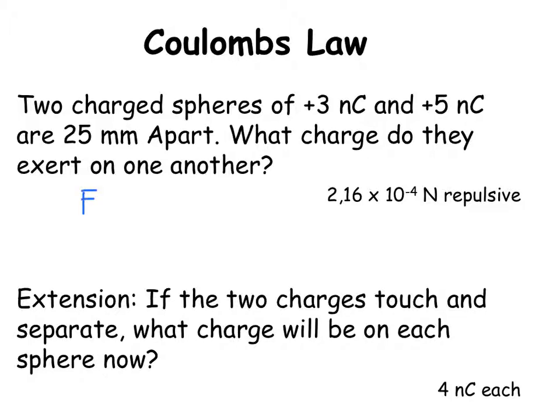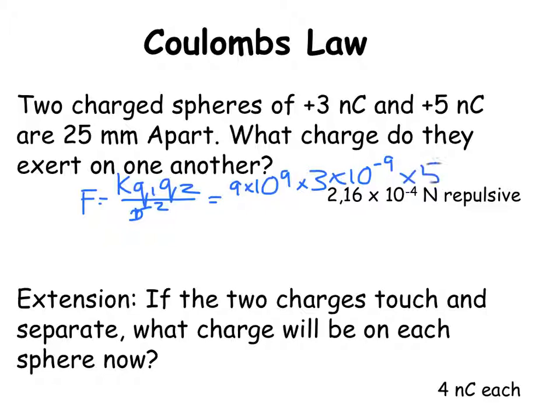Again, I've got two charges, so its force is equal to K Q1 Q2, and there's a distance between them. So, distance is R squared. So substitute that in, and I get 9 times 10 to the 9 times 3 times 10 to the -9, because I've got to change nano. 5 times 10 to the -9, because I have to change nano. 25 millimeters apart, 0,025 squared, and you land up with 2,16 times 10 to the -4 newtons, and because they are both positive, it is a repulsive force.